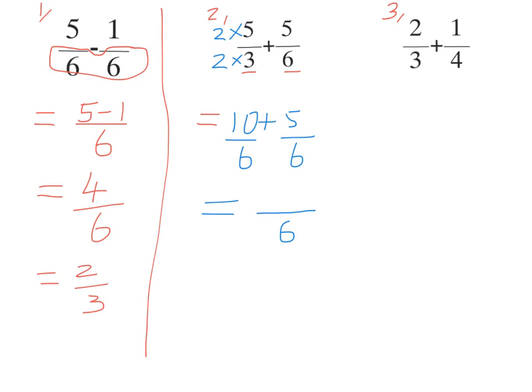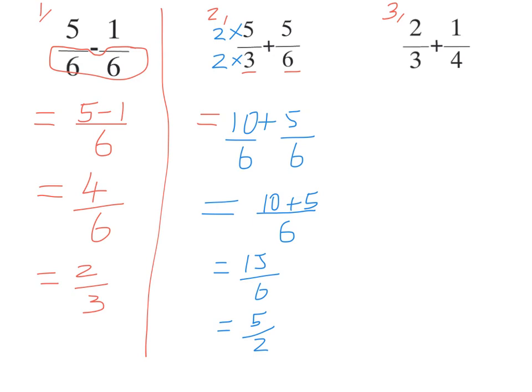I go to the top line and I've got to go 10 plus 5. This time it's a plus. So that gives me 15 over 6. Now that does simplify. Divide both by 3 and I get 5 over 2. I'm going to leave it as an improper fraction. I could write that as 2.5 if I wanted.